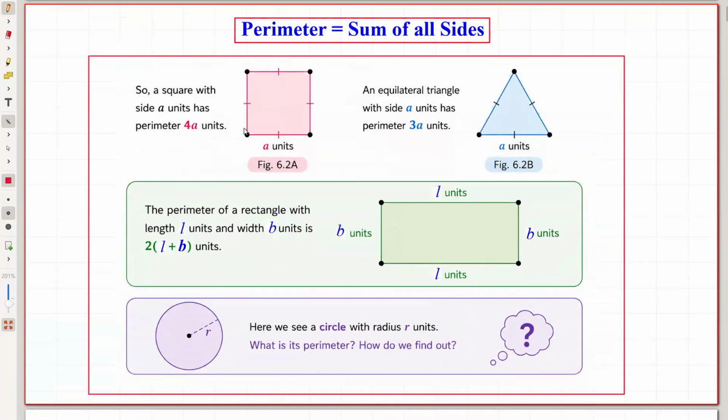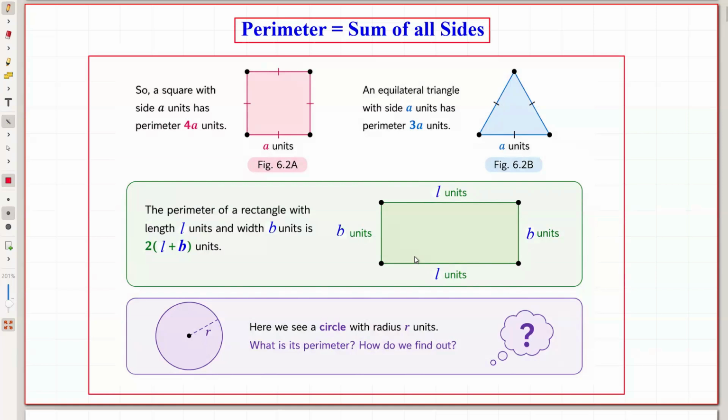For example, if you want to find the perimeter of a square. In a square, all the sides are equal, right? So if the side is A units, adding A plus A plus A plus A, you will get 4A. That is the perimeter of a square. The perimeter of an equilateral triangle, A plus A plus A, is 3A.